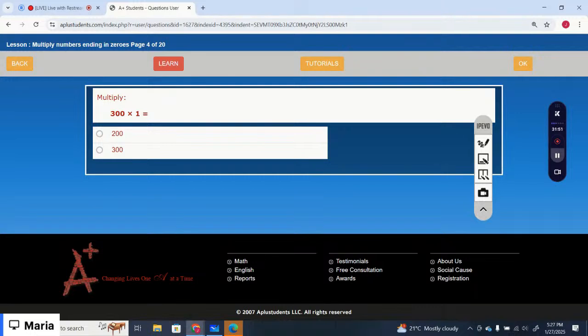300 times 1 equals 300. So any number when multiplied by 1 makes the same number, right? The number stays the same, whatever number it is.